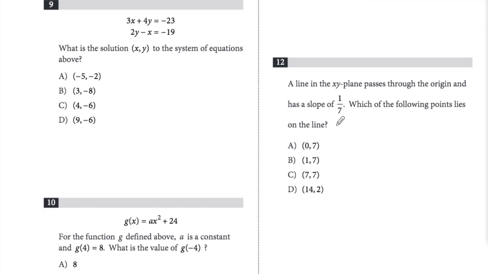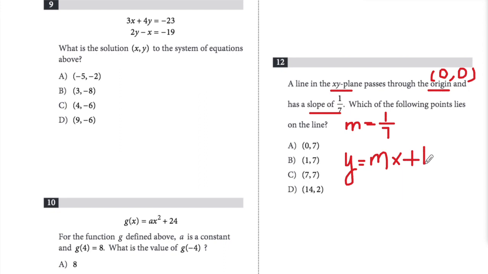Alright, next one. A line in the xy plane passes through the origin, so that means 0, 0. So I'd always label things when you don't know. And a slope of 1/7. So the m is equal to 1/7. Which of the following points lies on the line? So remember the formula y equals mx plus b. Right? That's pretty straightforward. Now we know that y equals 1/7 x.